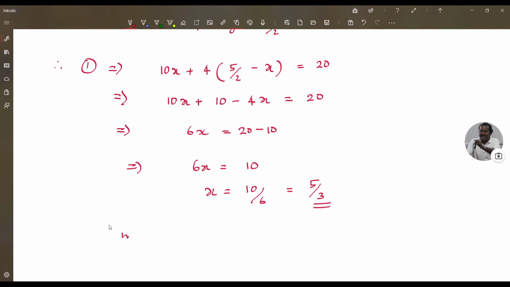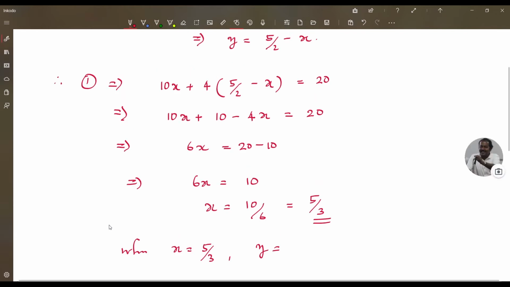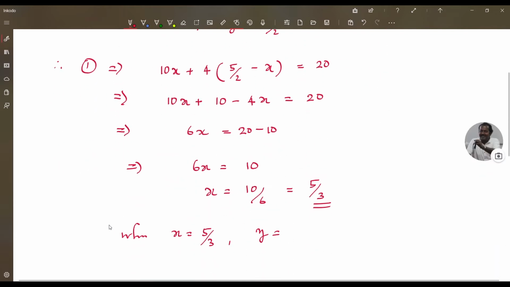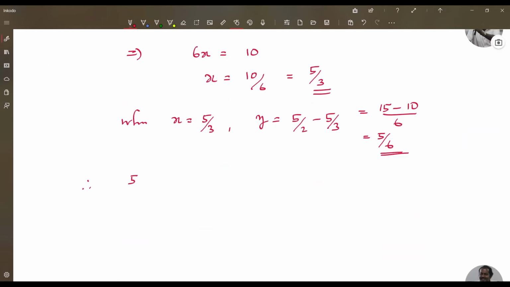So when x is equal to 5 by 3, you have y is 5 by 2 minus x. So 5 by 2 minus 5 by 3. So this is equal to 15 minus 10 divided by 6. So this is 5 by 6. Therefore, 5 by 3, 5 by 6 is a critical point of h of x, y.